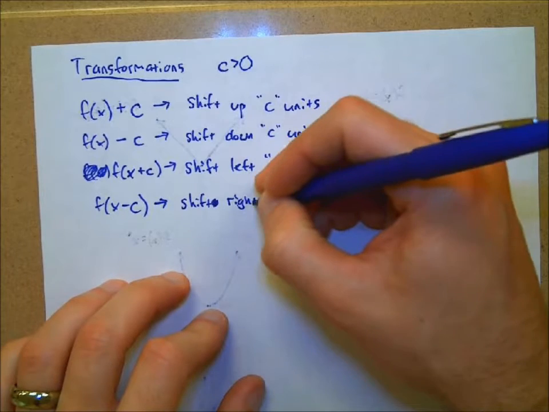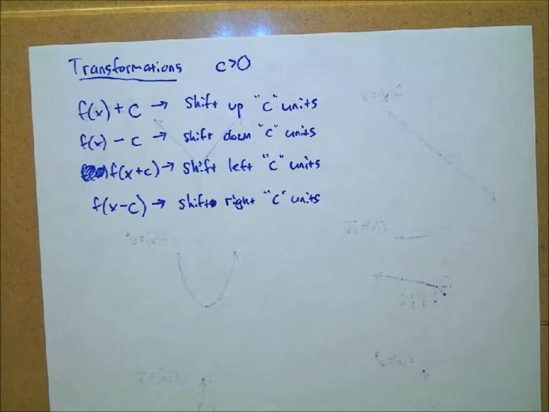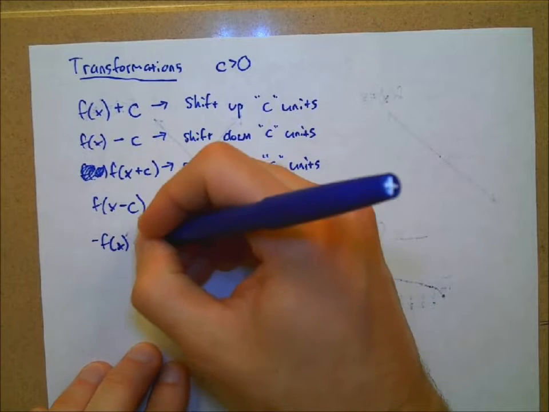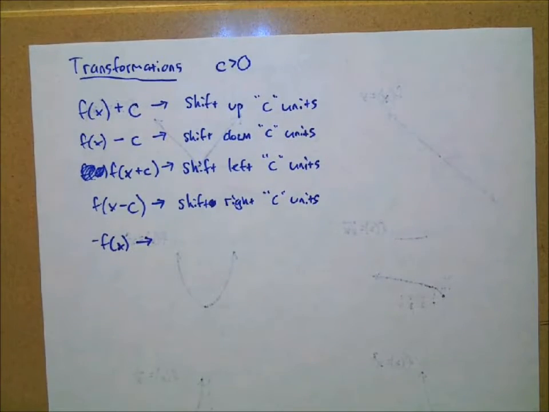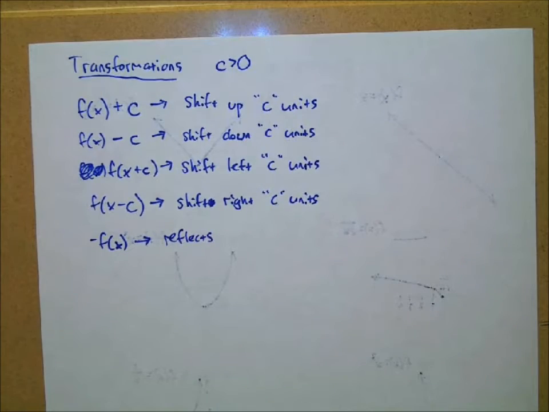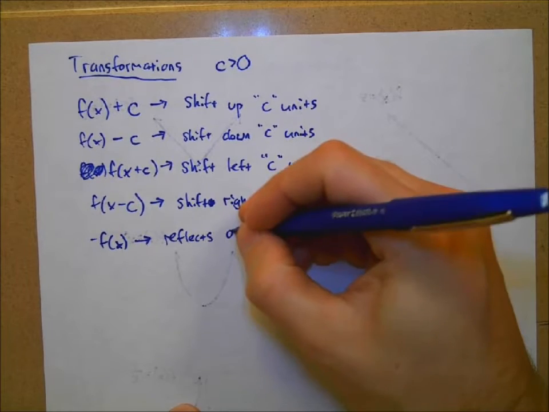Shifts right, c units. All right, two more transformations here. If we throw a negative in front of our function, what will that do? Reflects. Any more detail than that? Over the x-axis, that's right.